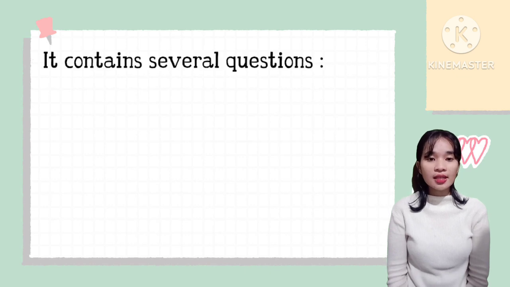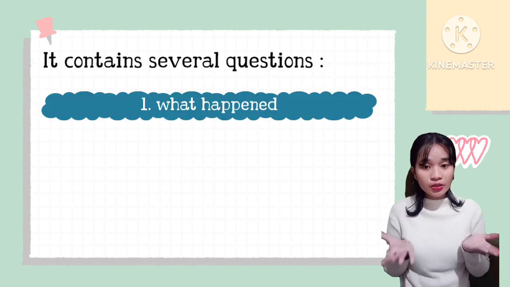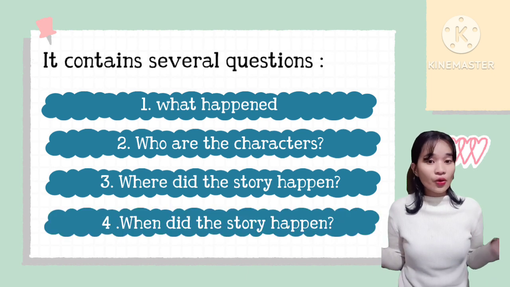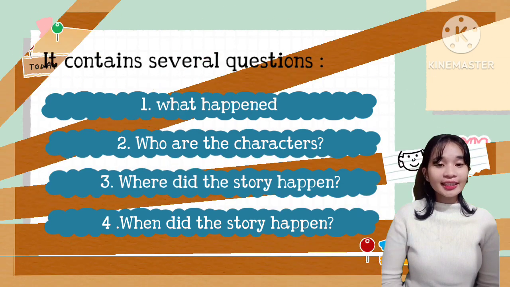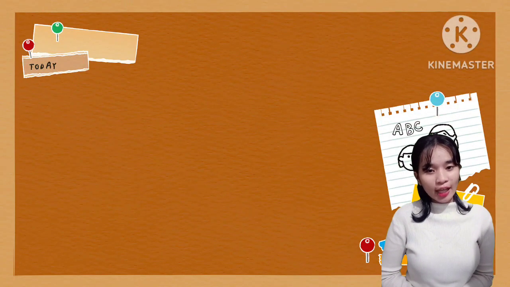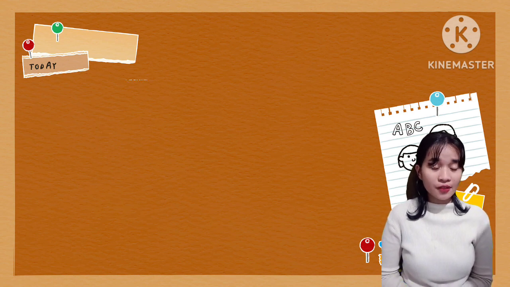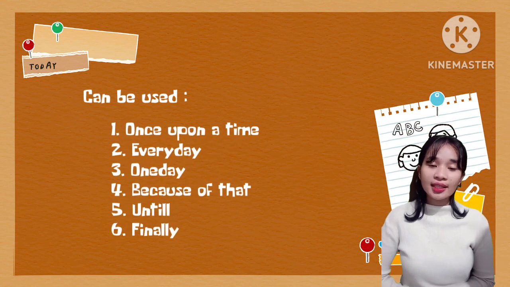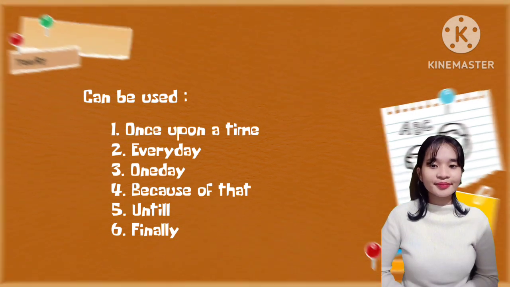For additional information, you know what? A narrative text contains answers to several questions. The first is what happened in the story? Who are the characters in the story? Where did the story happen? And when did the story happen? Now I'm going to tell you some simple story connectors that can be used in narrative text: once upon a time, every day, one day, because of that, until, and finally.